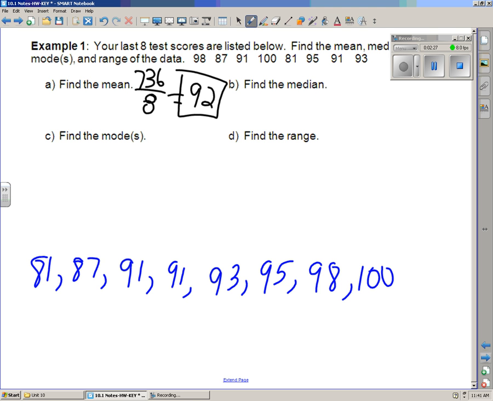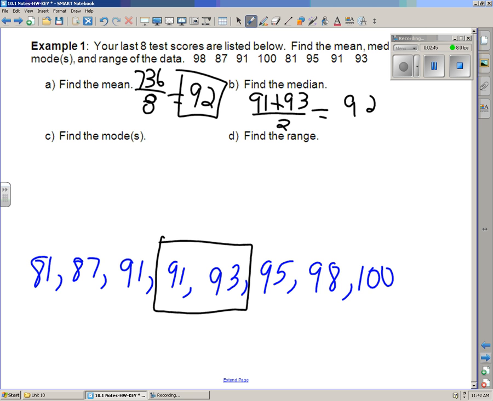Well, for the median, there are 8 numbers, so there's not one exact middle. There are 2 numbers in the middle, and your 2 middle numbers would be these right here, because there are 3 on either side of those 2. So the median is the average of those 2. Add up 91 plus 93 divided by 2. You could probably even do that without the math. 92, this number that's supposed to be right smack here, is going to be your median.